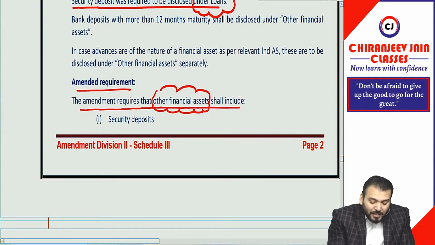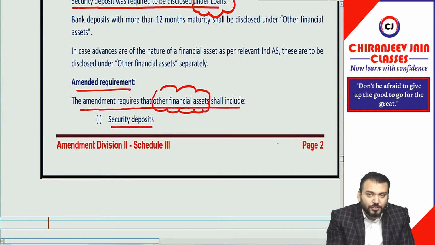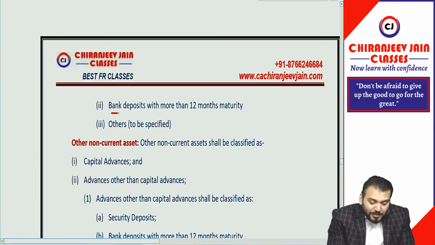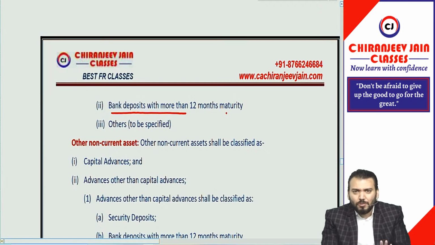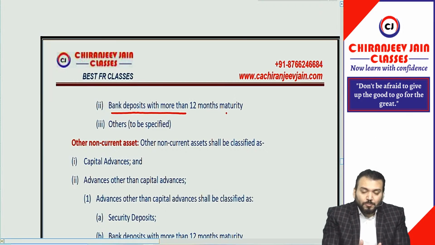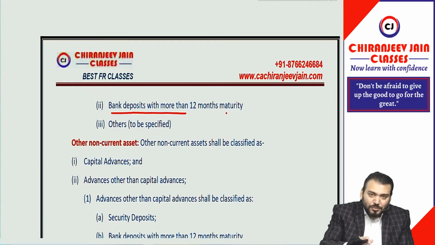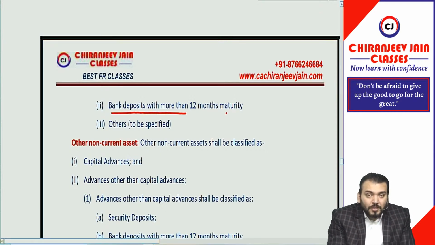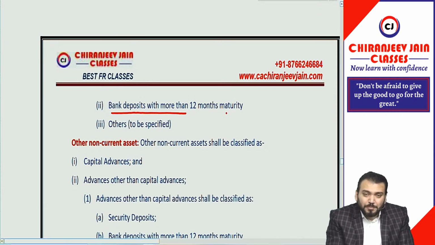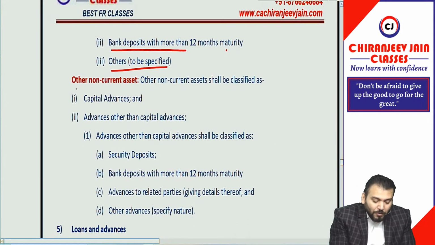So what they said, other financial assets shall include security deposit, then bank deposit with more than 12-month maturity. Means for this there is no amendment. Bank deposit with more than 12-month maturity. Previously also we used to show under other financial asset. Means any fixed deposit with more than 12-month maturity, previously also we used to show under other financial asset, now also will be shown under other financial asset, and other to be specified.